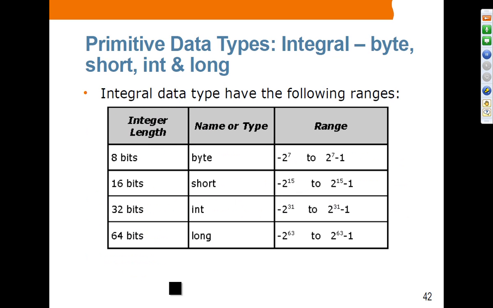So this is the range. The size assigned to the primitive data type byte is just 8 bits. Short consumes 16 bits, int consumes 32 bits, and long consumes 64 bits. And based on this number of bits, of course, the range is going to be different.